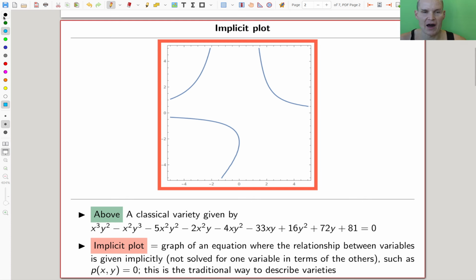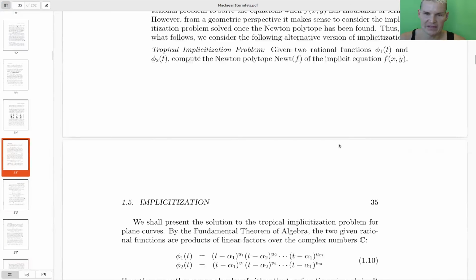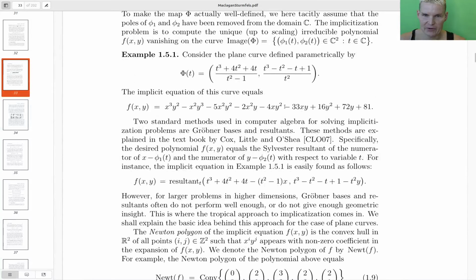So this is how I usually like to think about varieties, the zero set of a polynomial. Here I took a rather fancy polynomial, pretty large. I got that polynomial from the book that I'm using for the course. They have exactly this polynomial here.